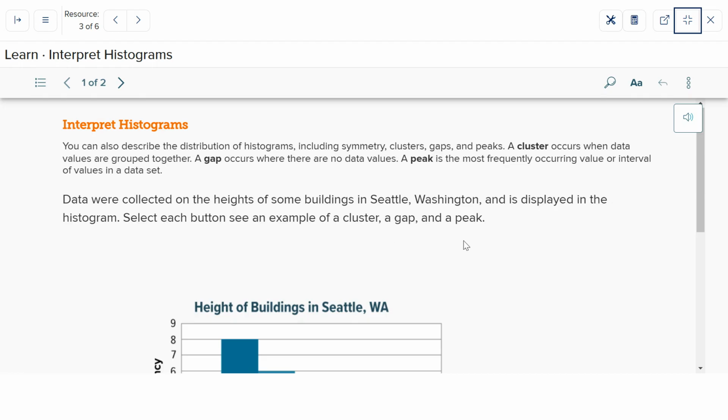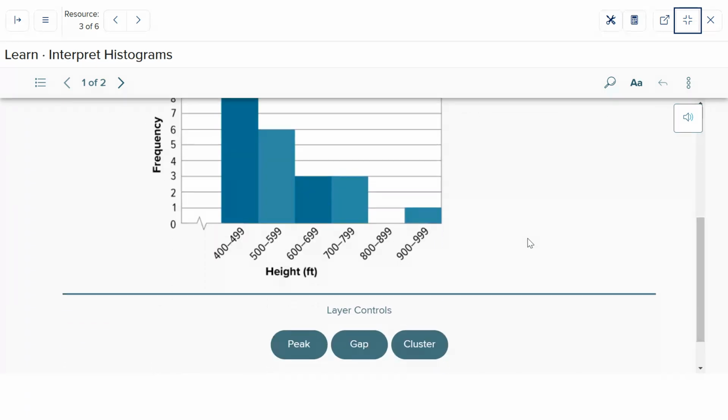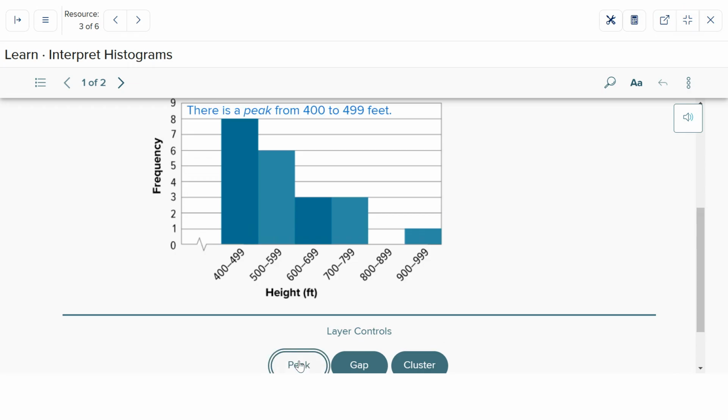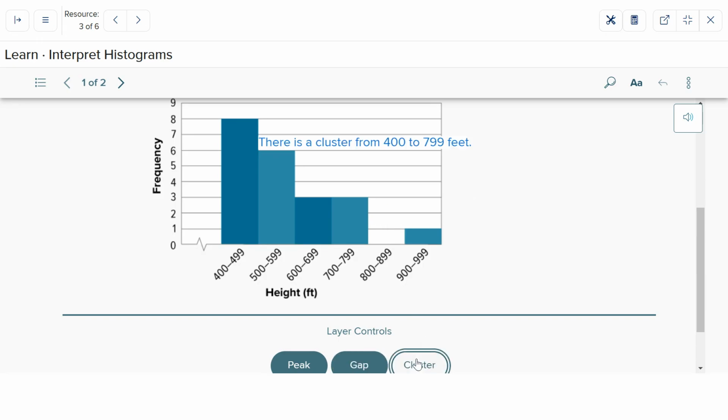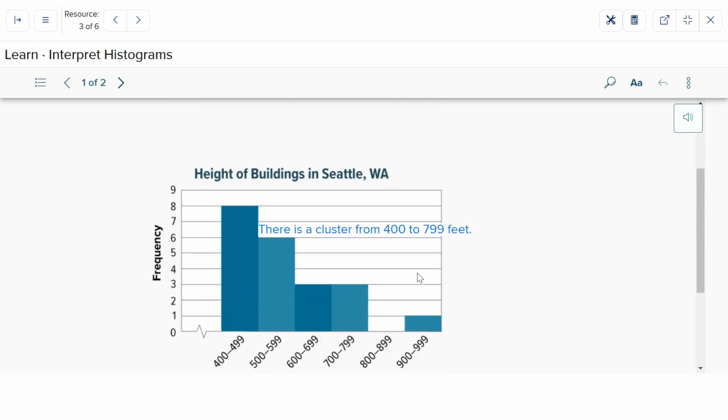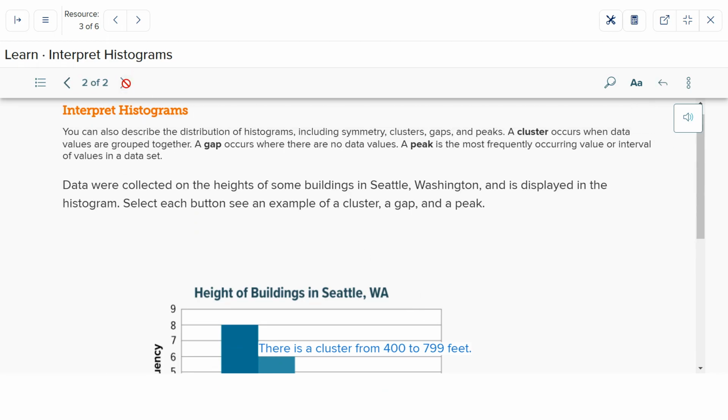Data were collected on the heights of some buildings in Seattle, Washington, and is displayed in the histogram. Okay, so we're going to look at what we've got here. We need to find our peak. The peak is this highest bar, which is the 400 to 499 range. Our gap, we have one gap in this particular example, and that gap is from 800 to 899. And then we have a cluster from 400 to 799. So all 4 of these bars are clustered together. So that's how we can look at the histogram.